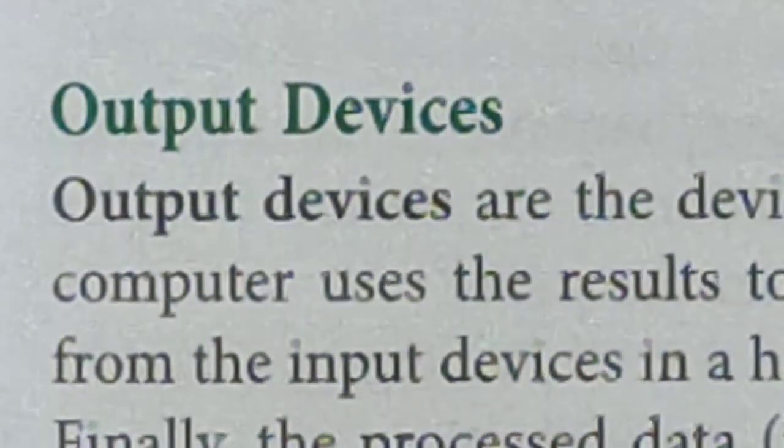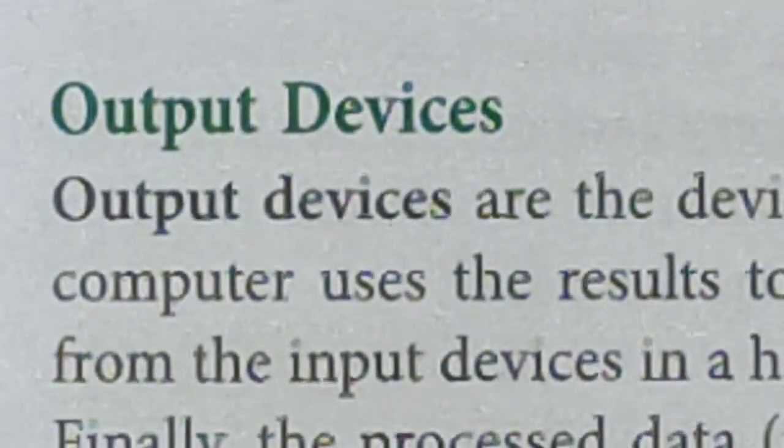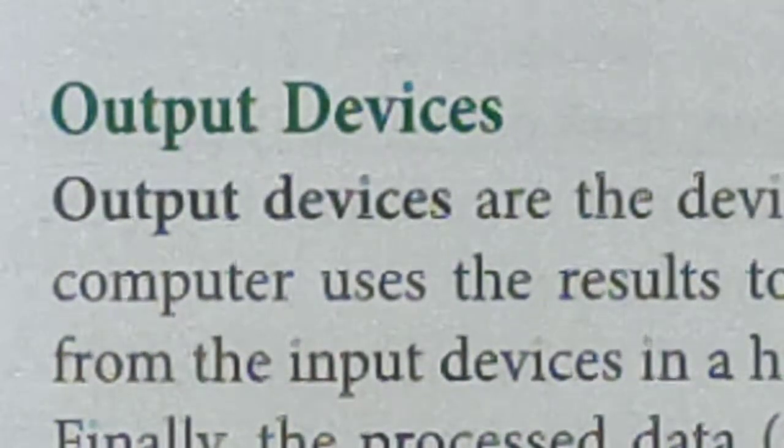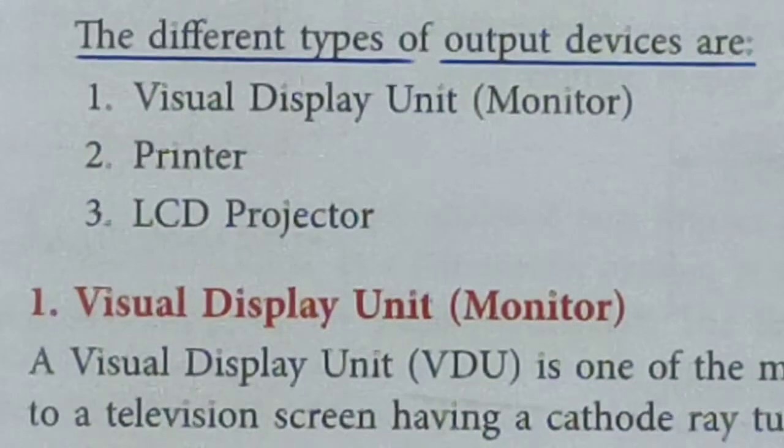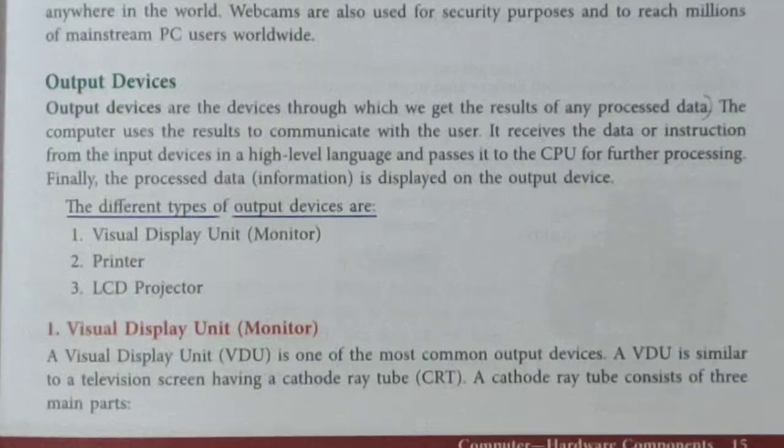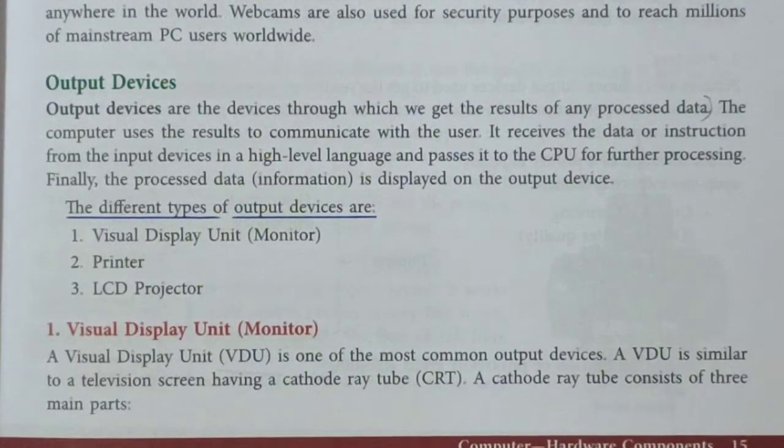Output devices. Output devices are the devices through which we get the results of any processed data. Different types of output devices are visual display unit, printer, LCD projector. Visual display unit, that is, monitor. The visual display unit is one of the most common output devices.